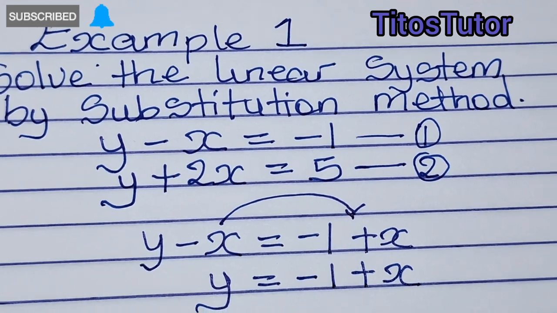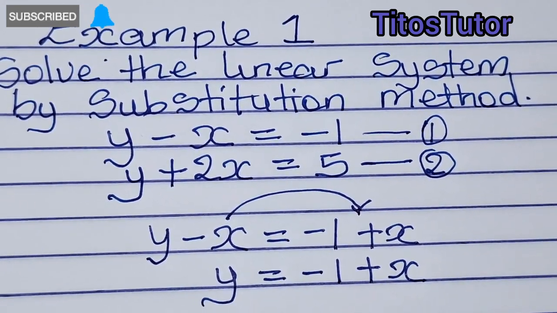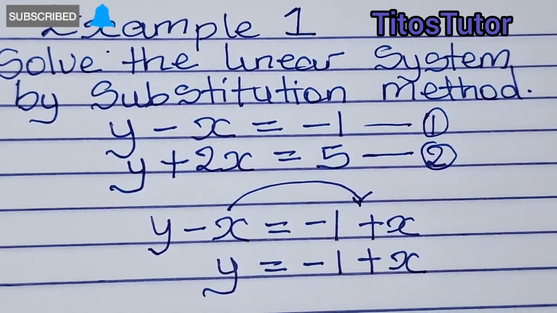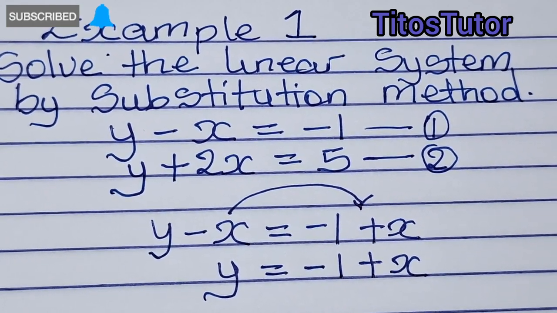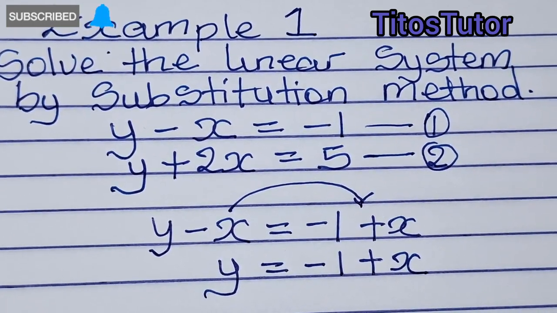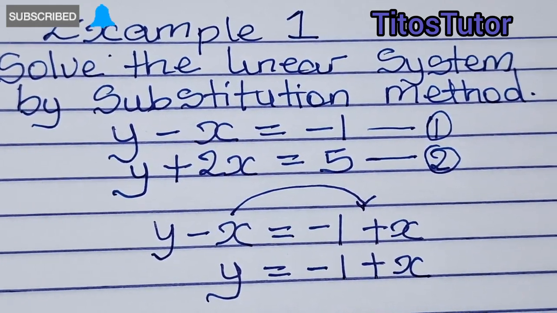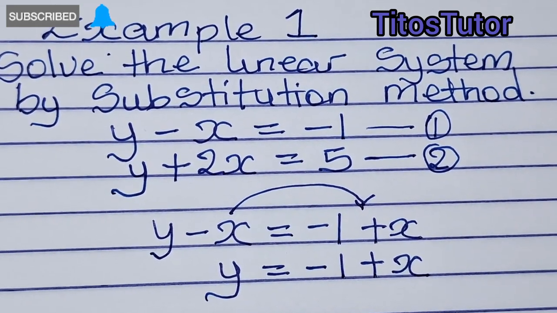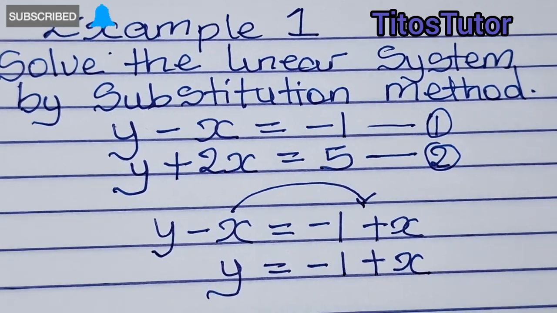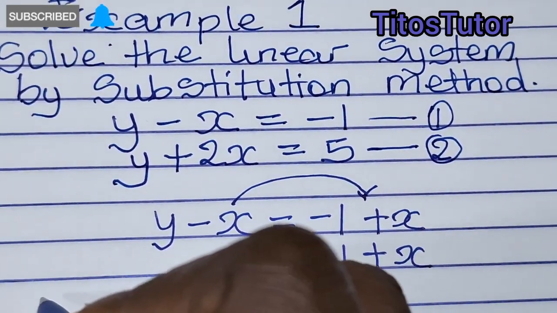Remember that I made y stand on its own in equation 1. So I can't substitute it back into equation 1. That's mathematically incorrect, right? So I'm going to substitute y is equal to -1 plus x in equation 2. That's what I would do. Okay, so you can write that down.